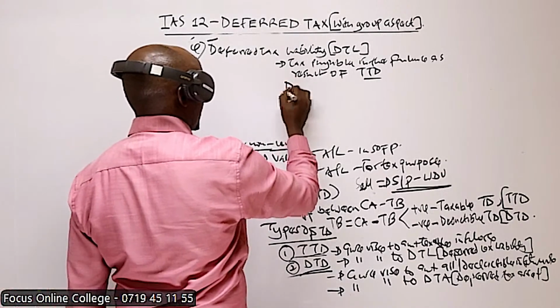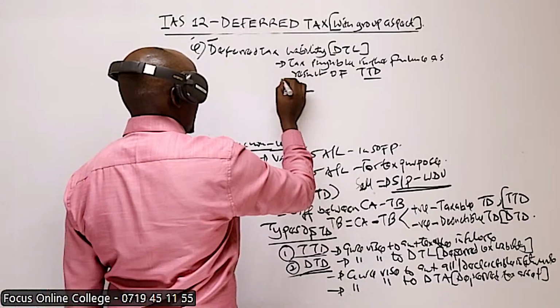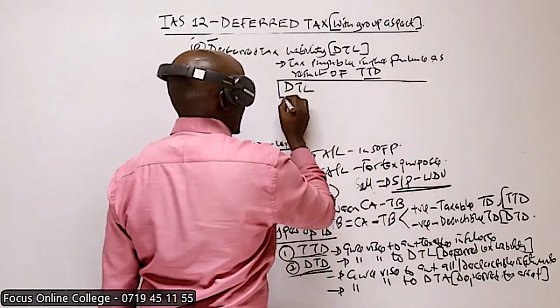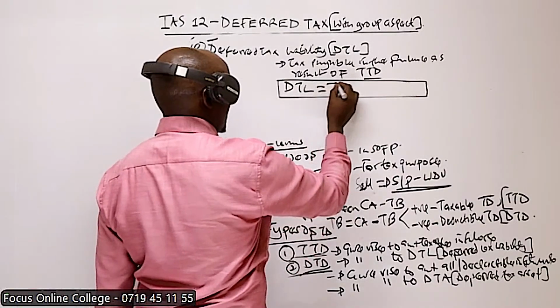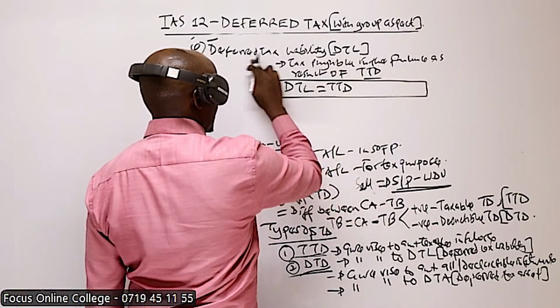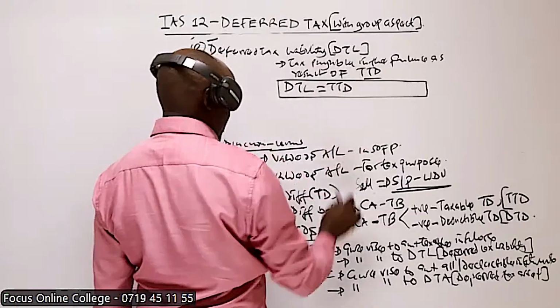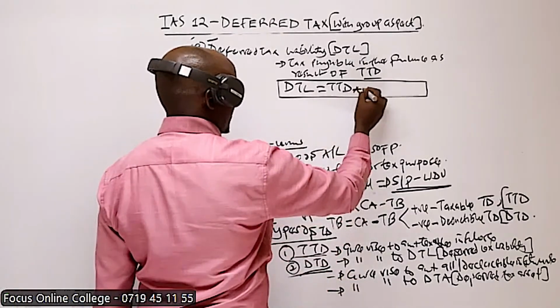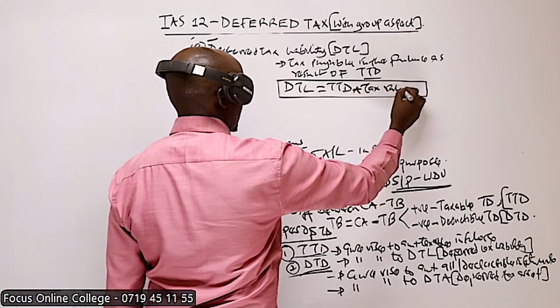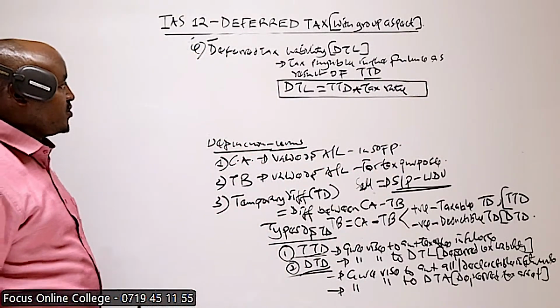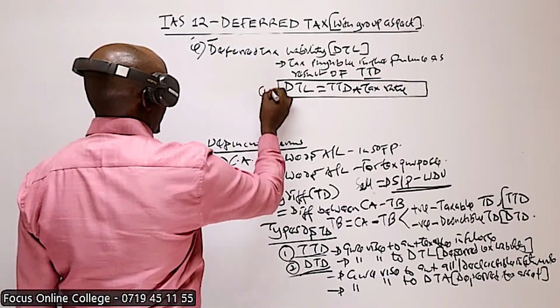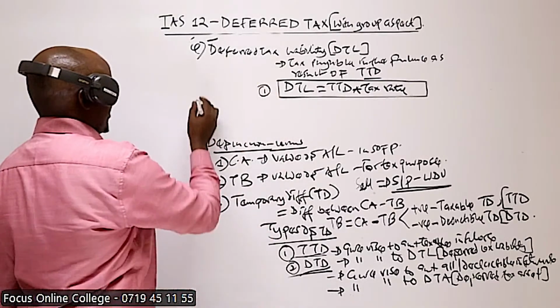How do we compute the deferred tax liability? This is basically one of the formulas you need to remember. We take the taxable temporary difference, and we multiply that with the tax rate. That formula you need to remember. That is one of the formulas we're going to apply.